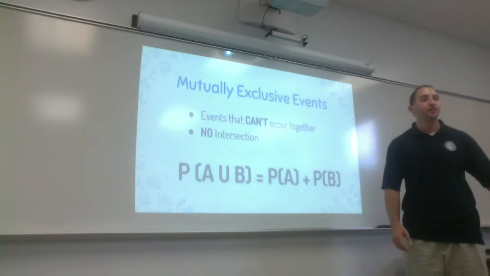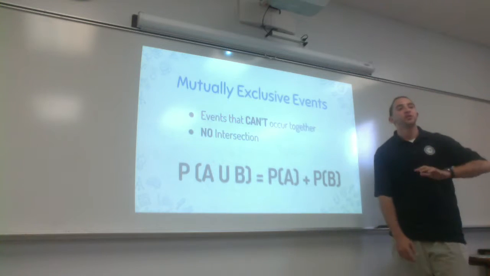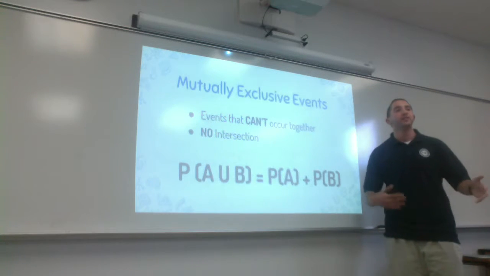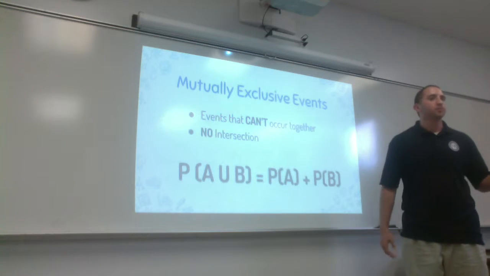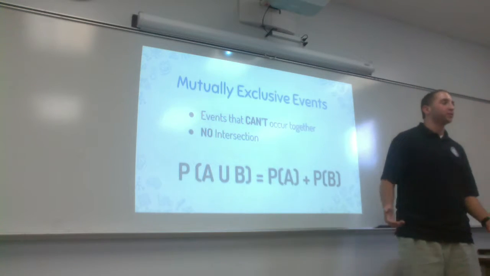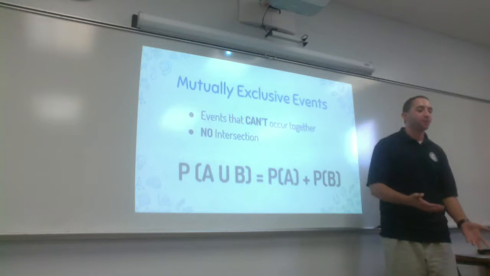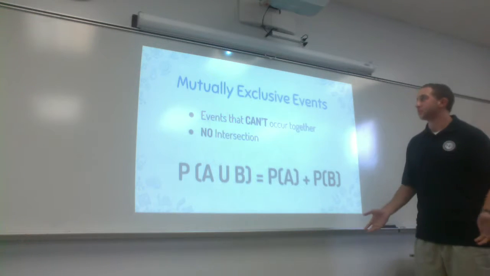These are just events that can't occur together at all. It means there's no intersection between the two events. So getting a head and a tail, you obviously can't get both at the same time. Or having a diamond and a heart face card, you can't end up with a diamond and a heart on the same card. So those would be considered mutually exclusive.